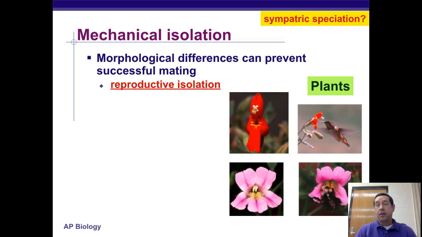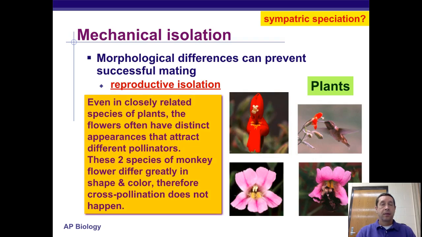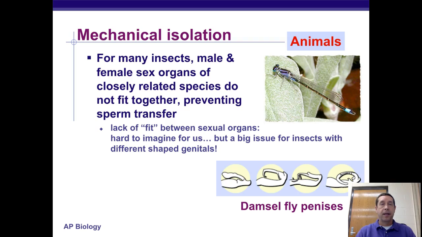The male and female parts may not fit together. With plants, the pollinators of one plant may not be able to pollinate different species of plants because of the structure of the flower, so you don't get cross-pollination, things like that. Mechanical isolation in animals: the male and female sex organs don't fit together, which prevents the transfer of sperm. So again, can't produce offspring.